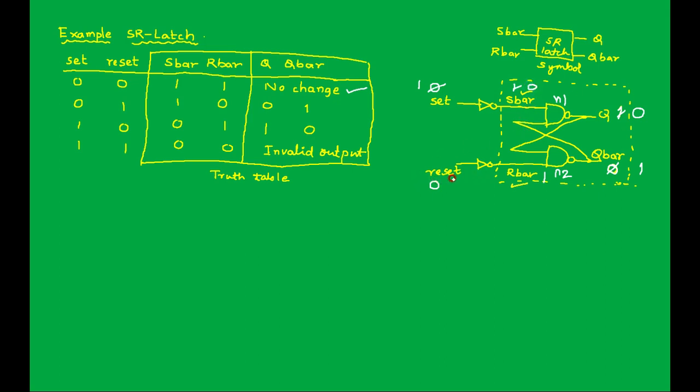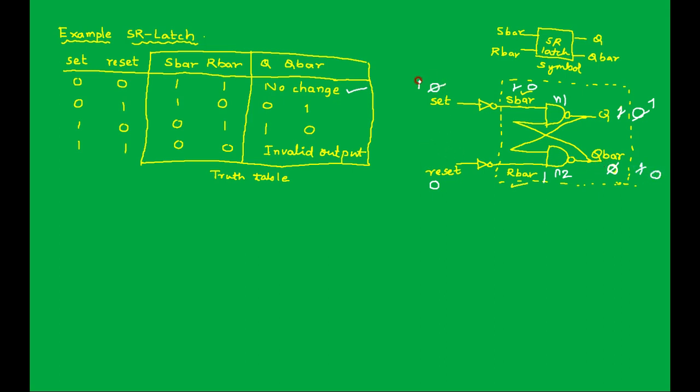When reset is 0, what is the R bar value? It is 1. And for 0 1 output and 1 0, you can see here Q value is 0 and R bar is 1, so Q bar value will be 1, and Q bar value is 1 and S bar is 0, it becomes 1 here. Q is 1, R bar is 1, this value will become 0.